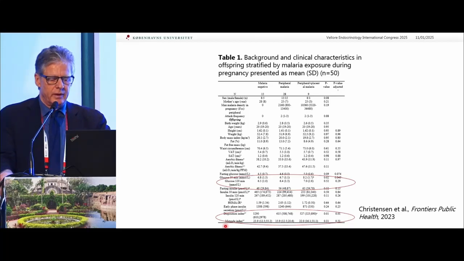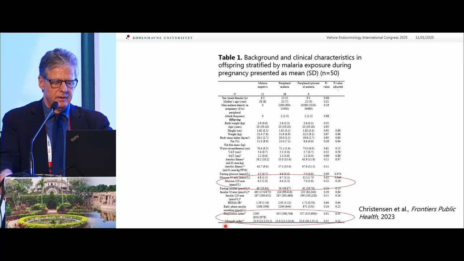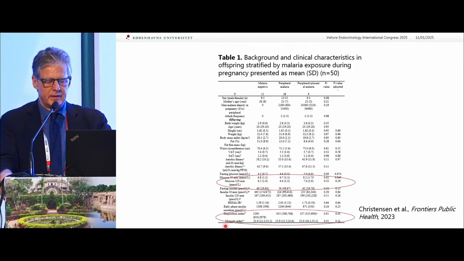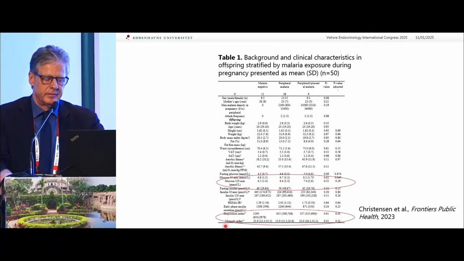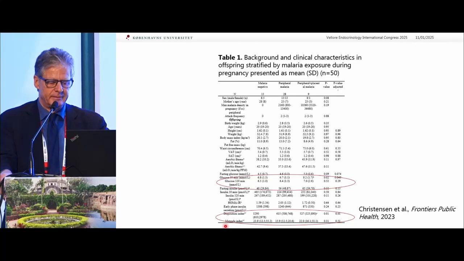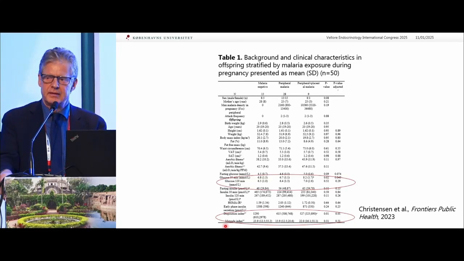But we did show in this sub-study of the 50 that there was, again, a higher blood glucose at 30 minutes, and also in the fasting state, but also that this disposition index was much lower in the peripheral and placental malaria group. Again, indicating that it's insulin secretion that is the problem rather than insulin resistance.